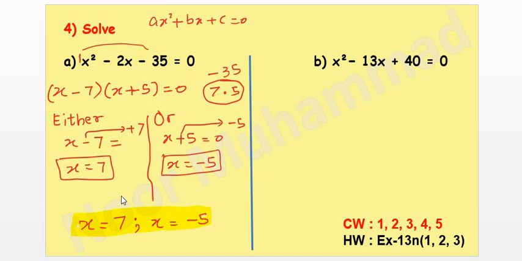So here is the answer for A part. Clearly you can see that I multiplied A with this negative 35, so it was negative 35. 7 and 5 is the pair of factors that I have to use here to write the factors of this expression. So it will be x negative 7. Why negative 7? Because the middle term sign goes with the larger number, and then I have to put the opposite sign here, and then I did either and or.